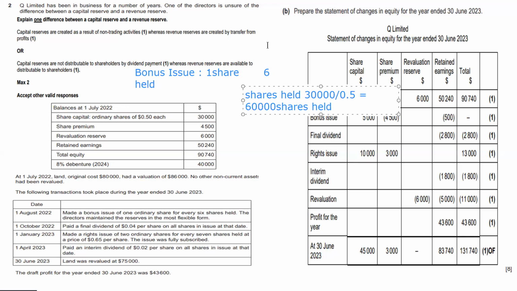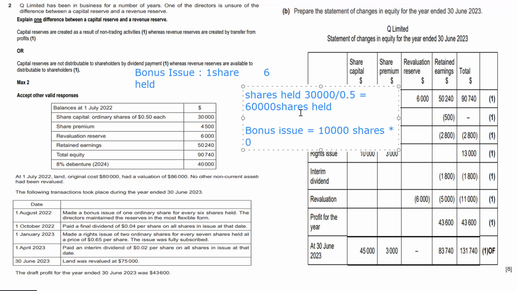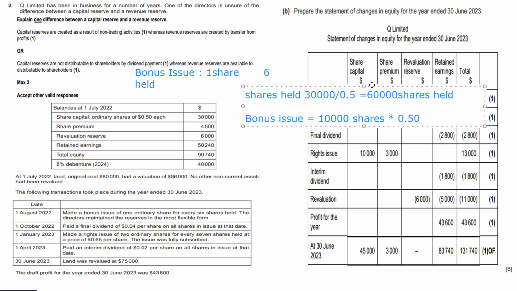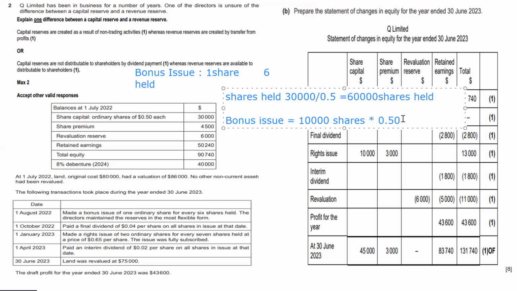No, you'll multiply it. How will you give bonus? One for every six held. So 60,000 into 1 divided by 6. So your bonus issue would be how much? It'll be 10,000. Your bonus issue would be 10,000 shares. What is the face value? You'll do it as 0.5 only. So multiply 0.5. So what will be your bonus issue? 5,000. Reserves are maintained in the most flexible form.